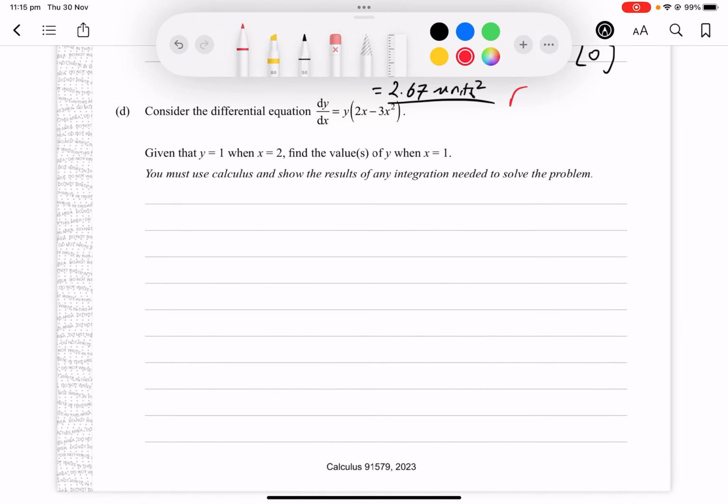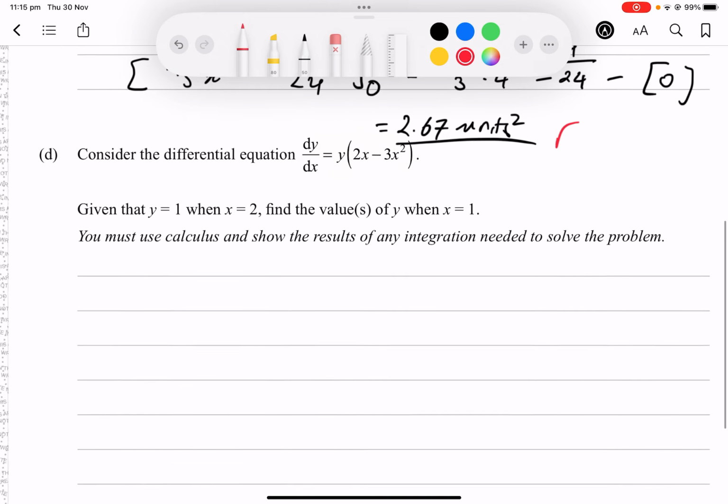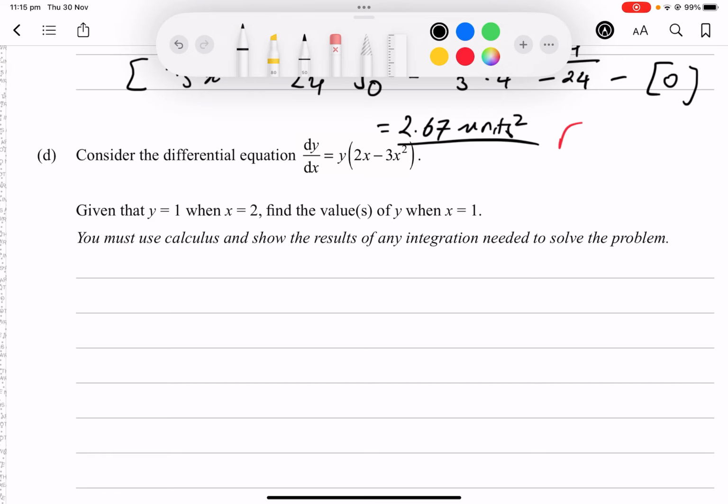So let's consider the differential equation dy/dx equals y times (2x minus 3x squared). So for this, this is a separable differential equation. So we can separate y on one side and all the x's on the other. So we can say that 1/y dy is equal to (2x minus 3x squared) dx. And we can integrate with respect to both sides.